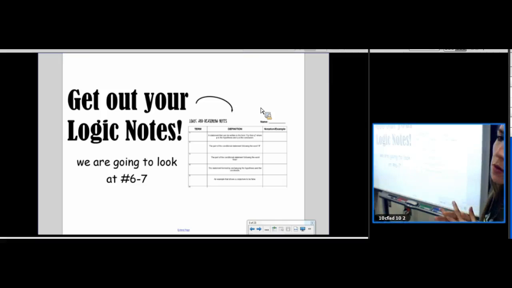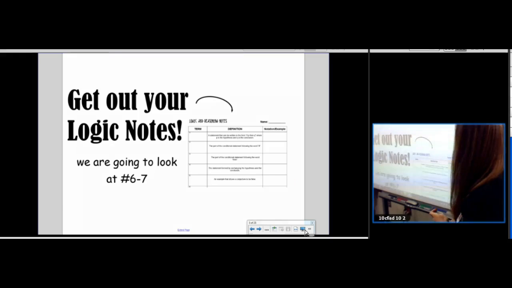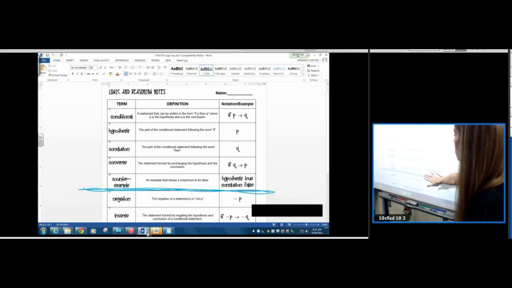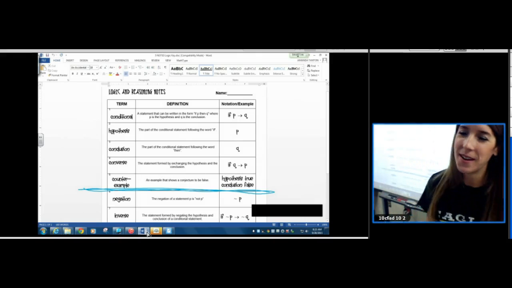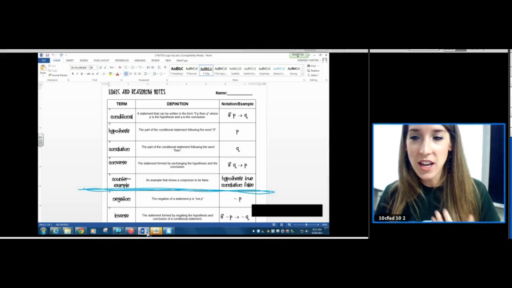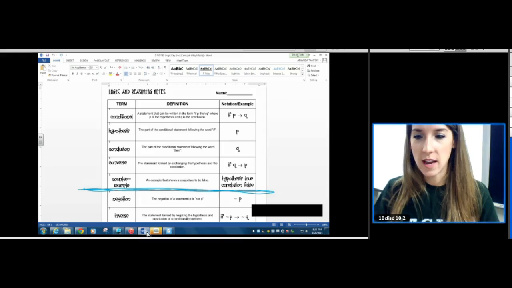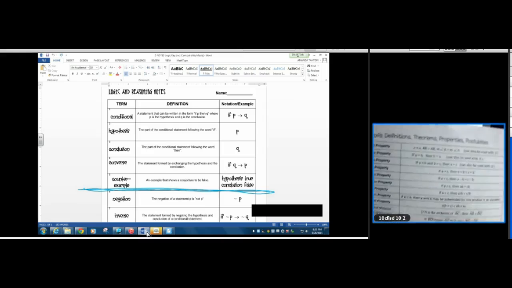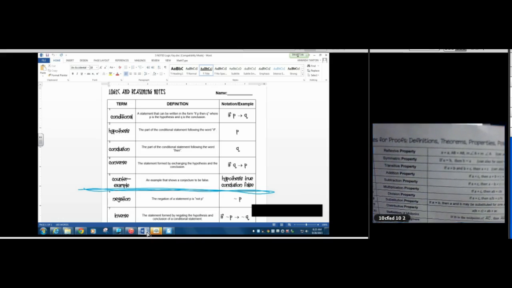So you're getting out your logic and reasoning notes. It looks like this. I can show you what the key to it looks like right here. Don't look down there though, because that kind of gives away what we're doing next. But we had conditional, hypothesis, conclusion, converse, counterexample. So those are the notes we're using, and then we're also going to be using these notes today as well.